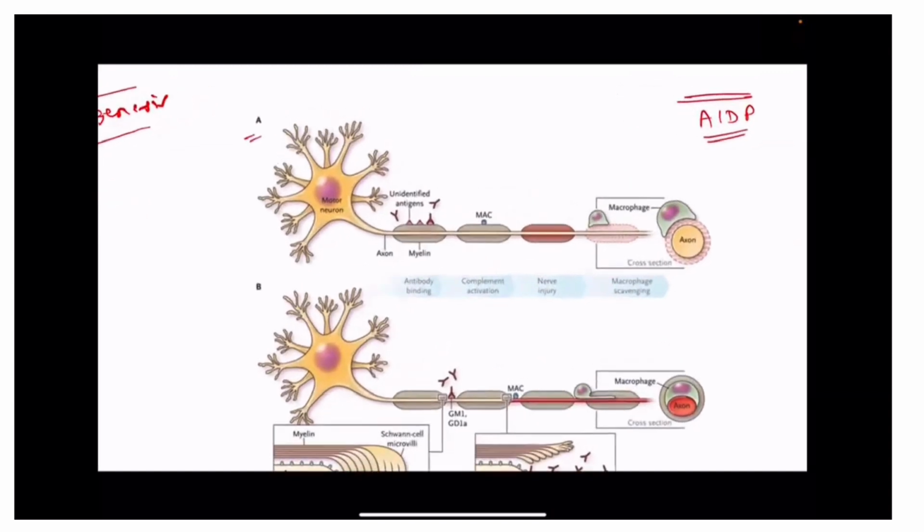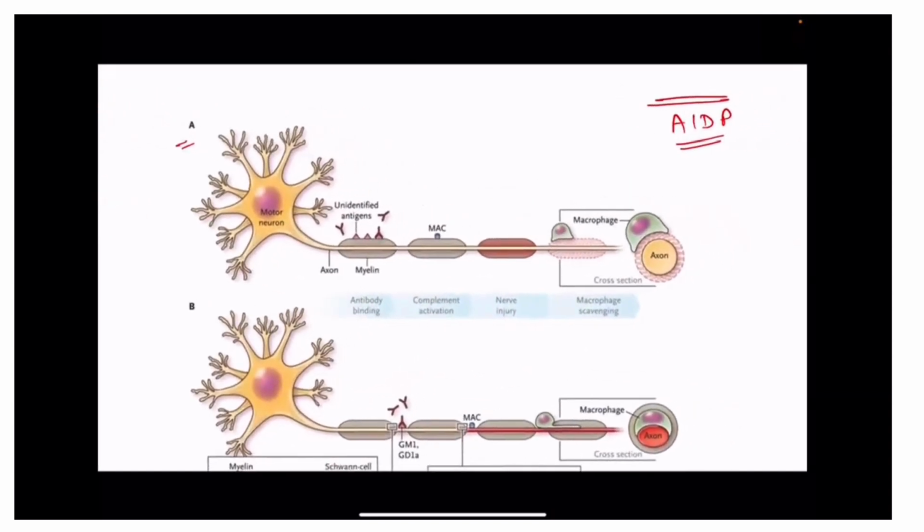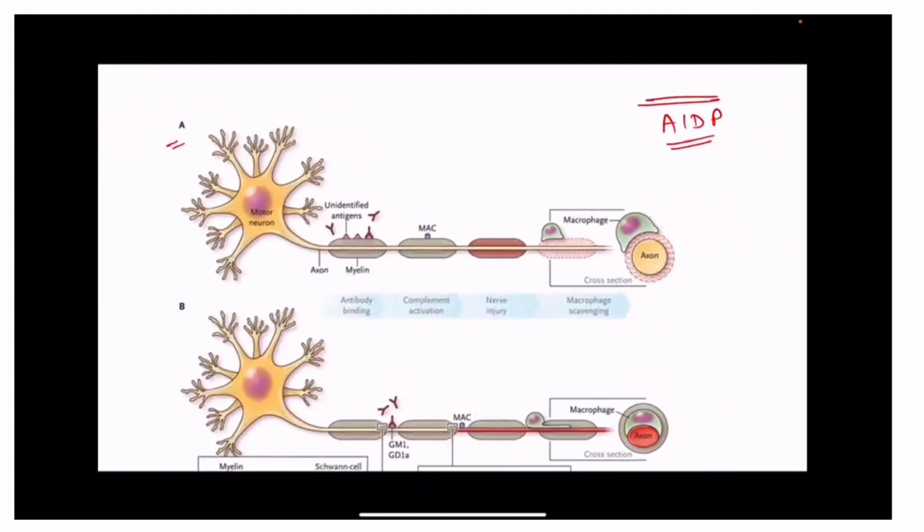As we all know, this is a typical neuron. Let's consider this as your motor neuron. This part we know is the axonal part, and this is your myelin sheath around the nerves. So what happens in GBS is the following.